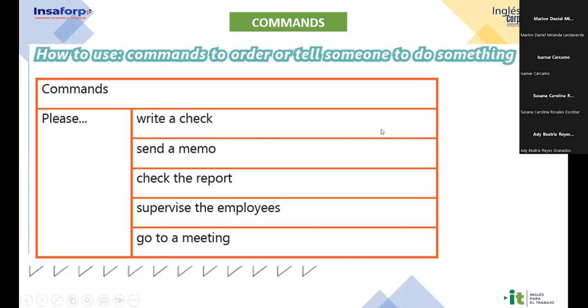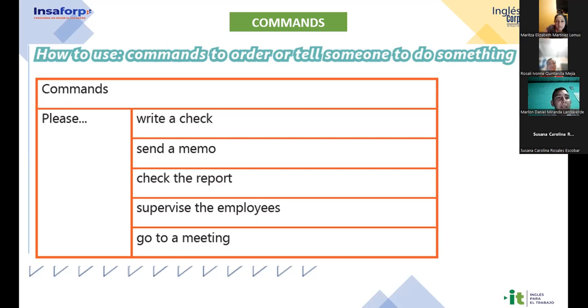Please write a check. Please send a memo. Please check the report. Please supervise the employees. Please go to a meeting. Marlon? Yes, read. Please write a check. Please send a memo. Please check the report. Please supervise the employees. Please go to a meeting.